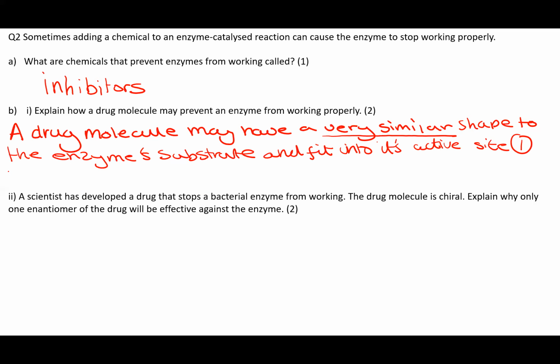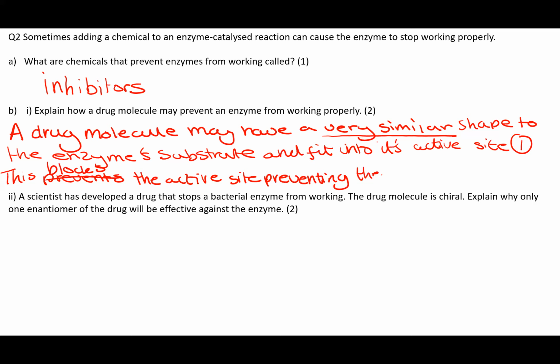Then explain how it stops the enzyme from working properly. This blocks the active site, preventing the substrate from entering. And then that gets the second part of that mark.